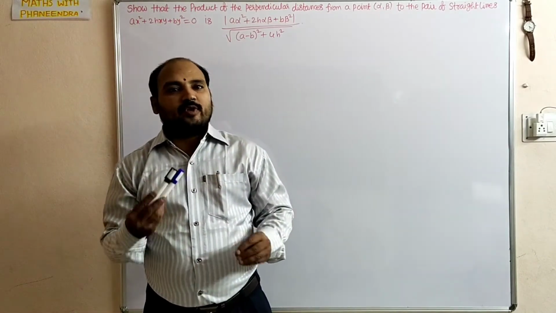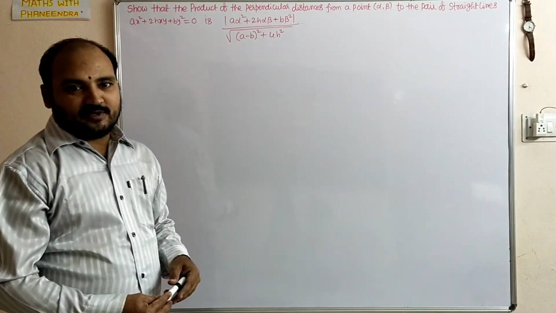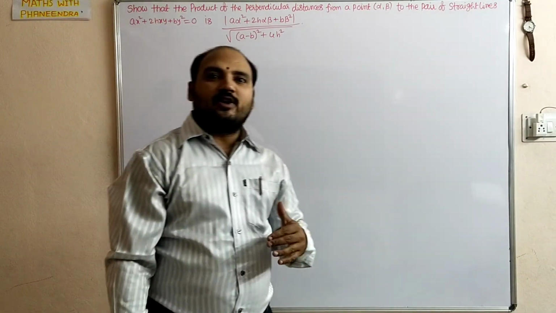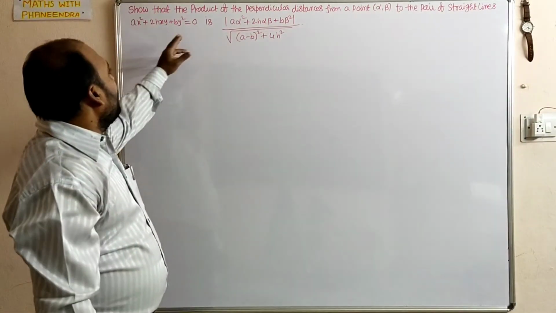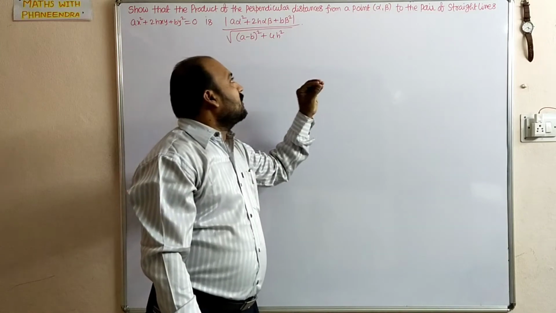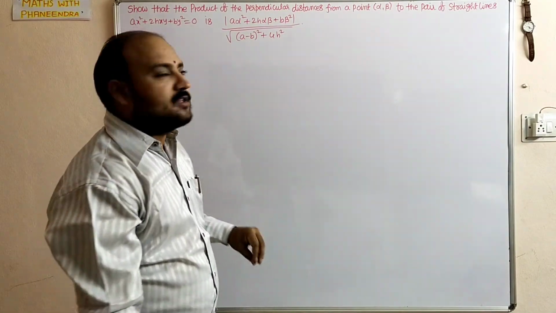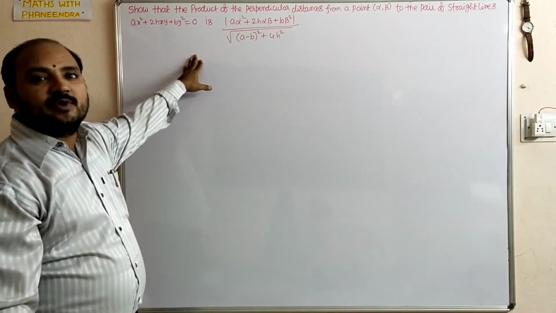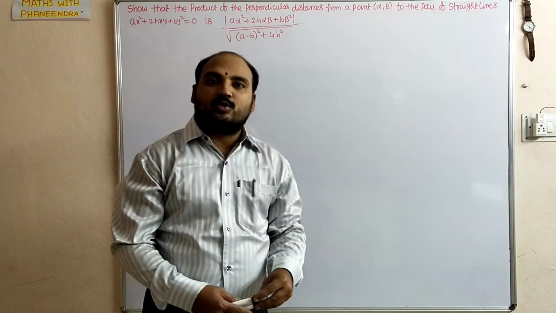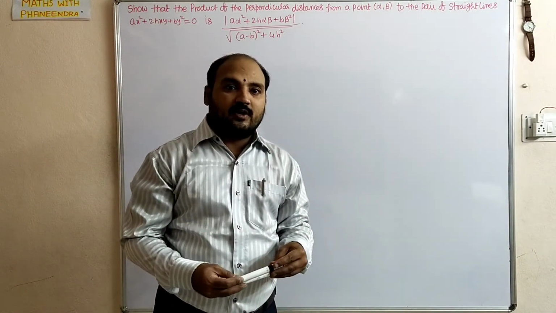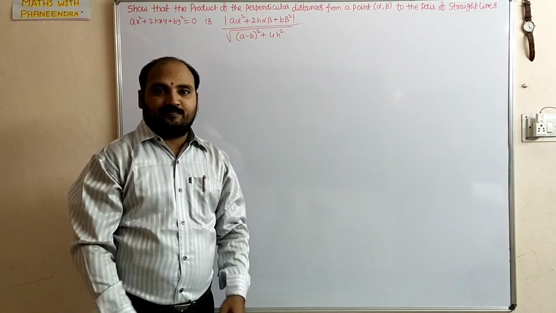In this video, we are going to discuss the problem which is related to the pair of straight lines. This is the continued video for the previous video, pair of straight lines. Show that the product of perpendicular distances from a point alpha comma beta to the pair of straight lines ax square plus 2hxy plus by square equal to 0 is mod a alpha square plus 2h alpha beta plus b beta square by root of a minus b whole square plus 4h square.